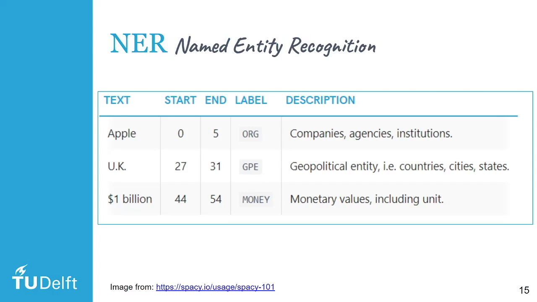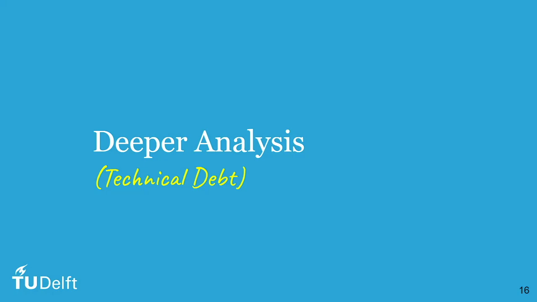After the tagger and parser, there's something called the NER, or Named Entity Recognizer. This component will detect and label the real-world entities. Now I would like to give the floor to Michael for deeper analysis.